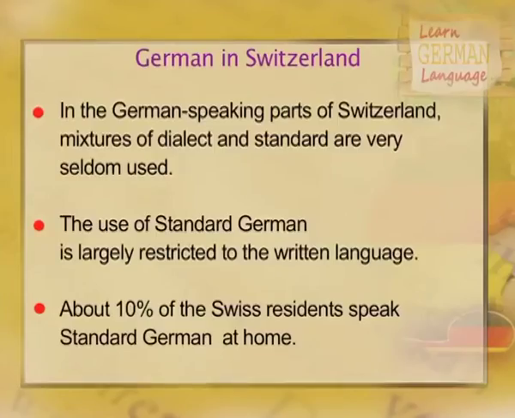Now, in Switzerland, apart from German, there are other languages which are also official in nature. They are Italian, French and Rhaeto-Romanic, and German is the 4th official language in Switzerland. In the German-speaking parts of Switzerland, a mixture of dialect and standard is very seldom used, and the use of standard German is largely restricted to the written language, though roughly 10% of Swiss residents speak High German, also known as standard German, at home.